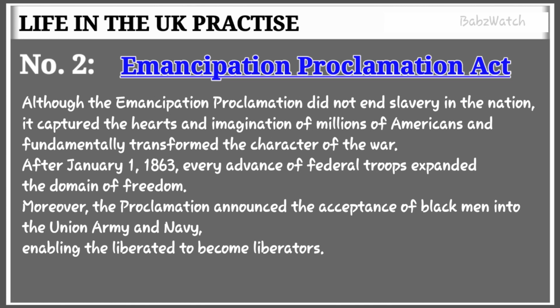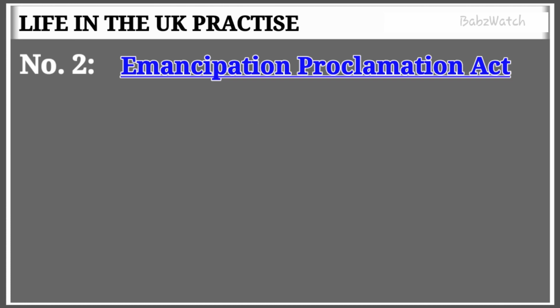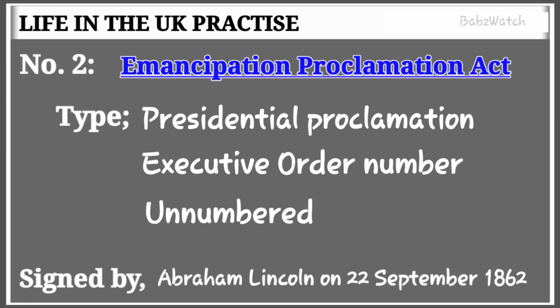Moreover, the proclamation announced the acceptance of black men into the Union Army and Navy, enabling the liberated to become liberators. By the end of the war, almost 200,000 black soldiers and sailors had fought for the Union and freedom. Presidential Proclamation, Executive Order Number Unnumbered, signed by Abraham Lincoln on 22 September 1862.